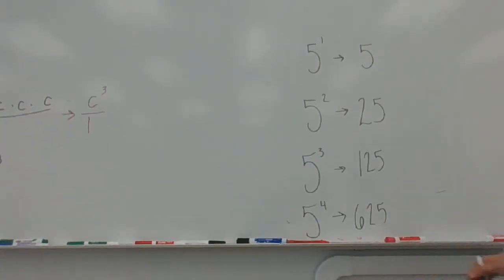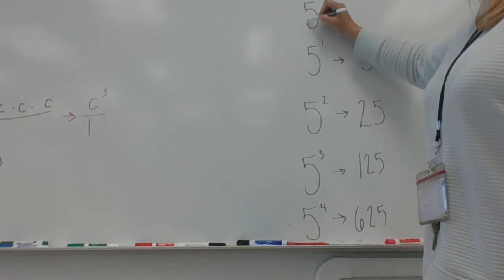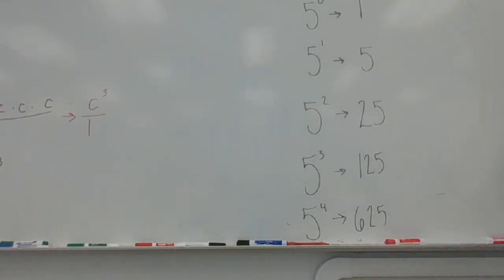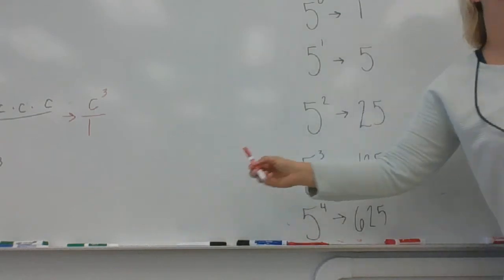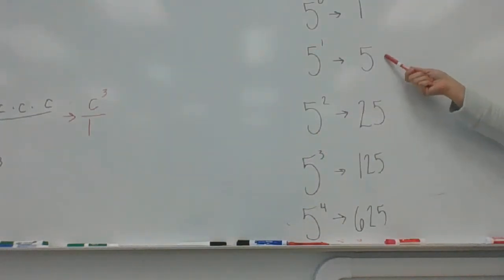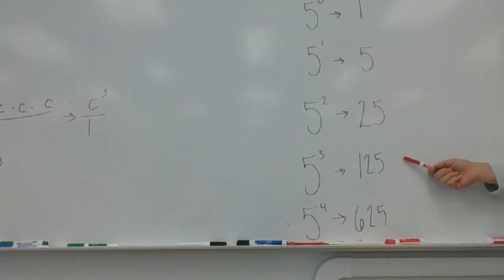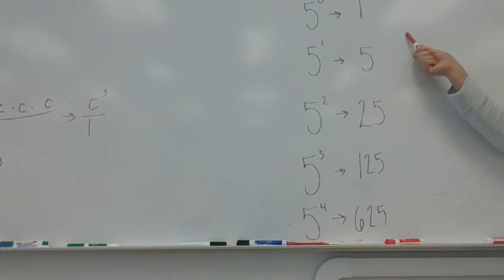Okay. And now look at this. 5 to the 0 power is 1. What helps you understand is if you can work backwards. So here, 5 times 5 is 25. 25 times 5 is 125. 125 times 5 is 625. Can anybody identify the pattern backwards? We're dividing by 5 if you want to go backwards.